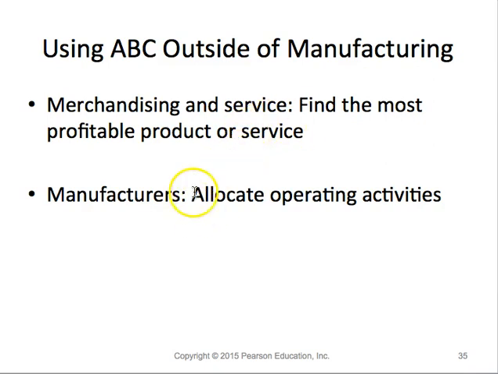For the manufacturers, we allocate operating activities. We need to look at what kind of operations we have and how much cost for each operation, and whether we can refine all this in each operation so that we can find the individual costs. And so if we know the costs for each activity, then we can find how we can reduce this cost to improve our profitability.